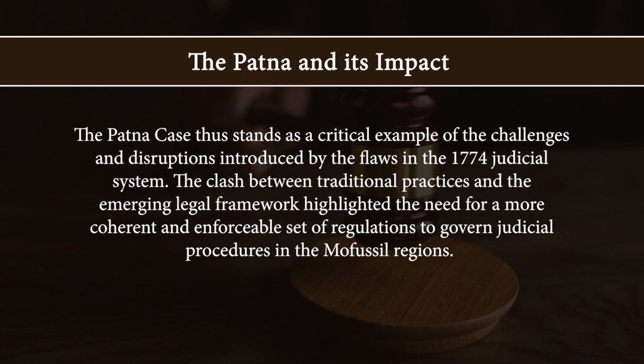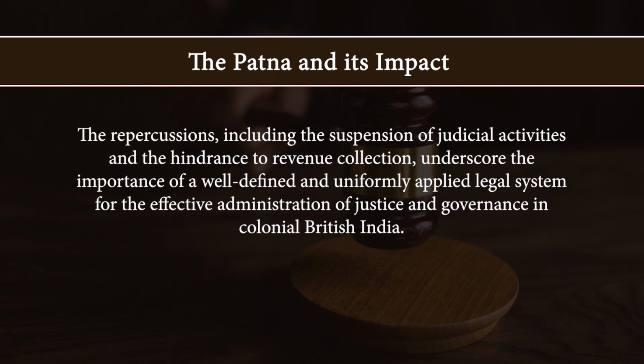the 1774 judicial system. The clash between traditional practices and the emerging legal framework highlighted the need for a more coherent and enforceable set of regulations to govern judicial procedures in the Mofussil region. The repercussions, including the suspension of judicial activities and the hindrance to revenue collection, underscore the importance of a well-defined and uniformly applied legal system for the effective administration of justice and governance in colonial British India.